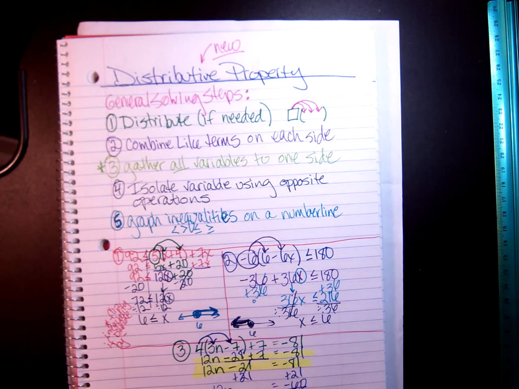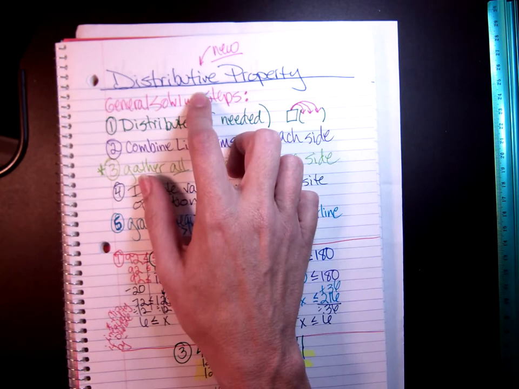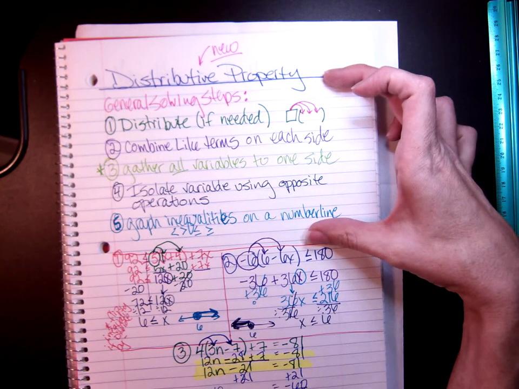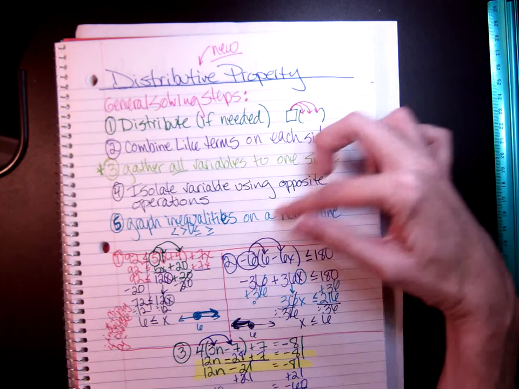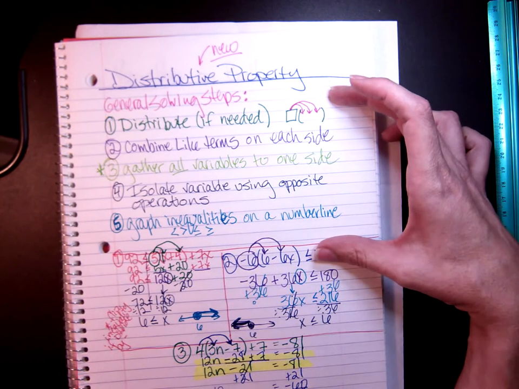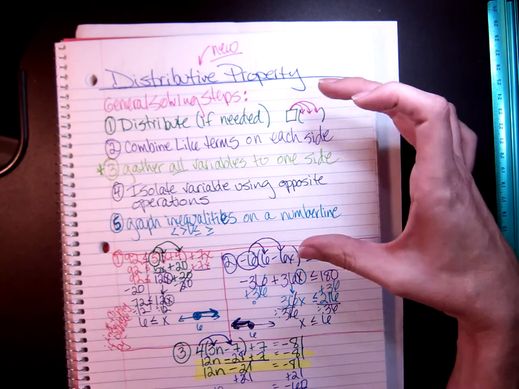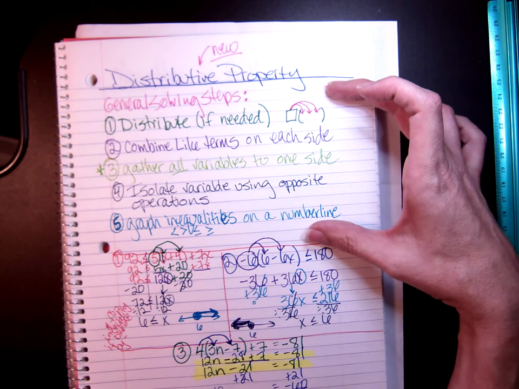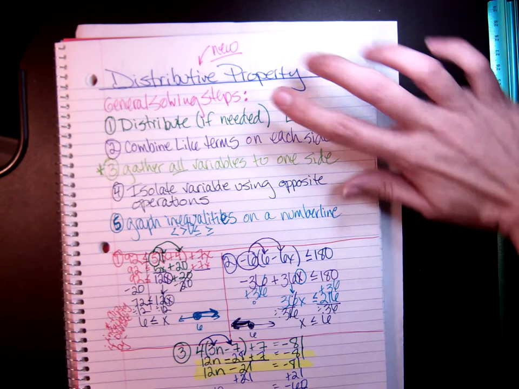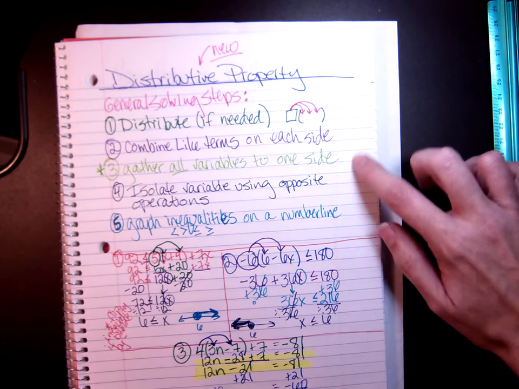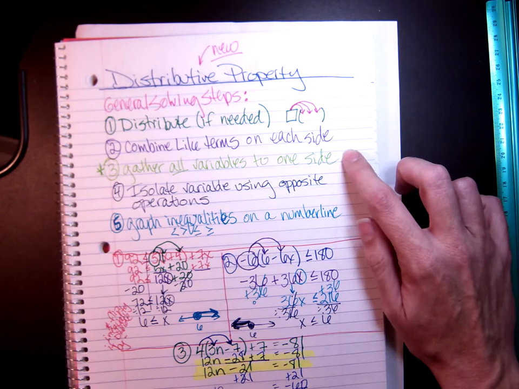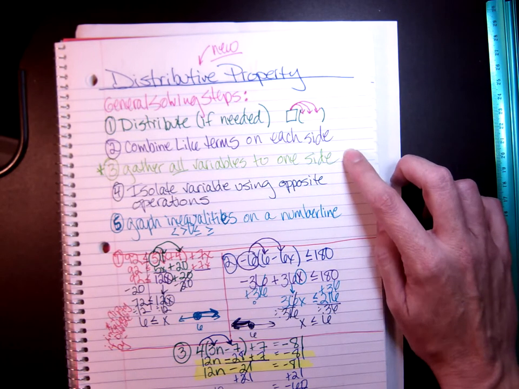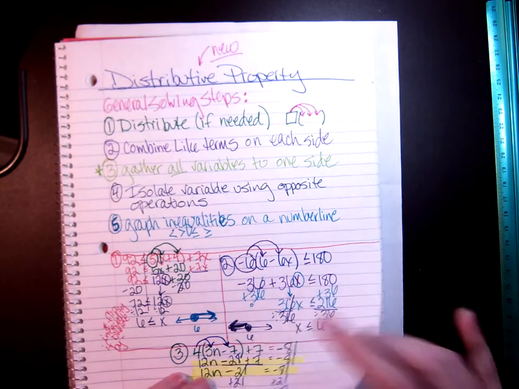Last class we started working with the distributive property, and we wrote out these general steps for solving so that we would know exactly when things are supposed to happen. We're going to keep using these steps today, but we're not going to distribute. This is the one I said was coming: we're going to get all the variables on one side first.